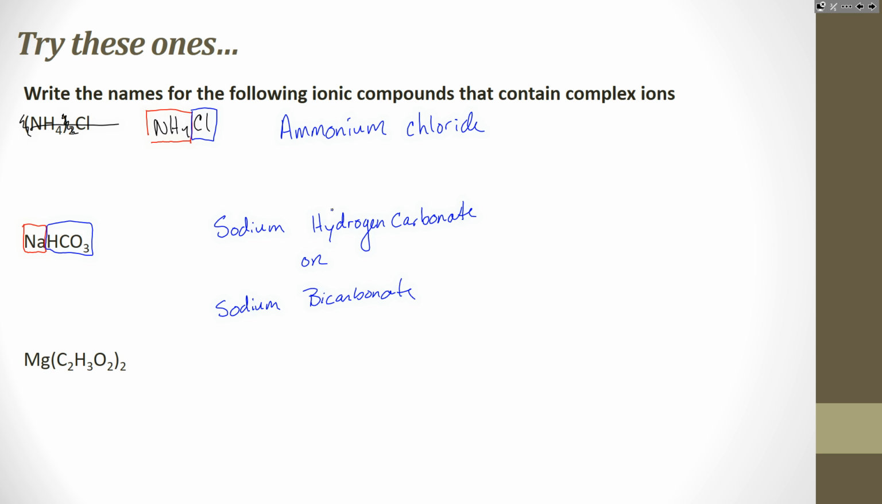Now, the next one, actually, just to remember, we talked about this a minute ago, that's baking soda, which is the same thing as sodium hydrogen carbonate. Now, the next one is magnesium. So I see my metal, and then I see this big complex group here. That's my nonmetal. So I'm going to write down magnesium first because I know what that is. Magnesium. Now I'm going to try to figure out what C2H3O2 is.